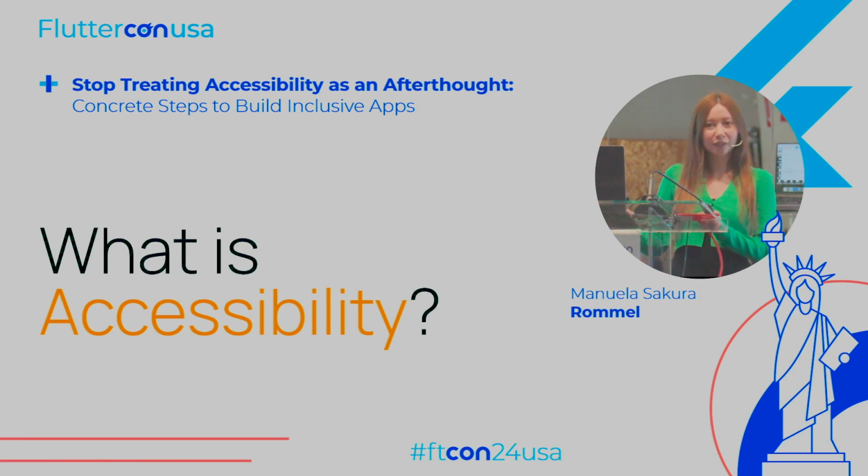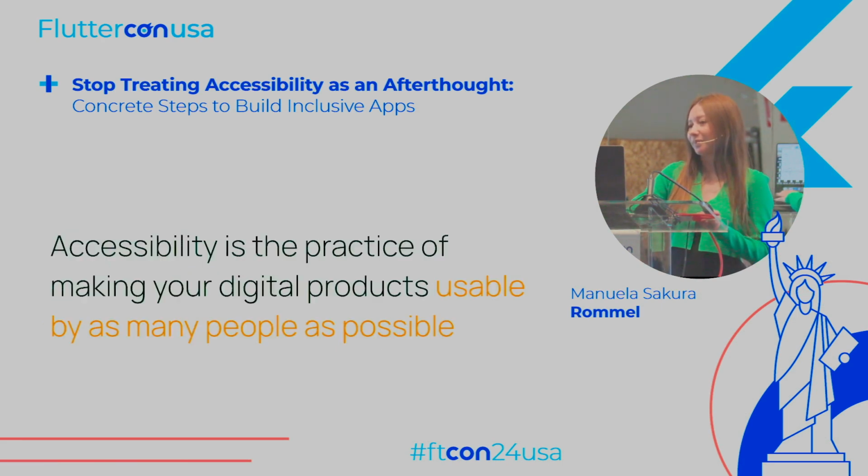So first of all, what is accessibility? Accessibility is the practice of making your digital products as usable by as many people as possible. What does that mean? It means that accessibility is not just for people with disabilities, it's for everyone, and it's rather a way of rethinking usability so everyone can use the apps.